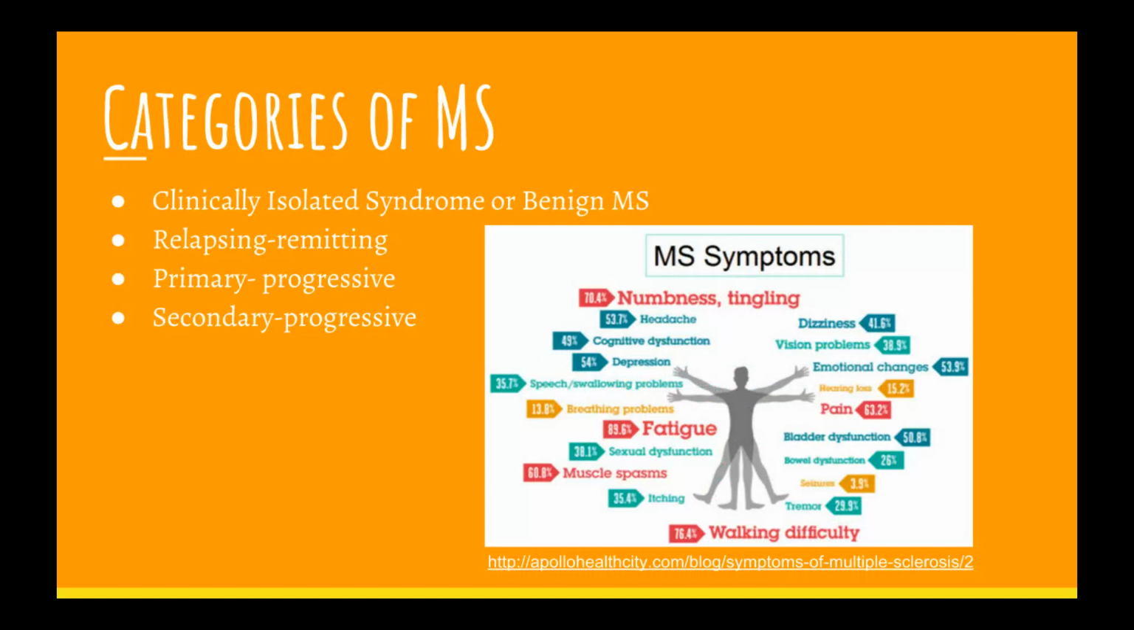Relapse remitting. This is the most common form of MS, and symptoms come and go. People with this type will have a relapse of symptoms. The problems will lessen or completely vanish, and there is a period of time with no symptoms at all.